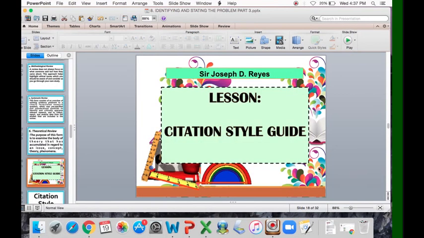With that, thank you very much. So that's all about the citation style guide in writing literature review.